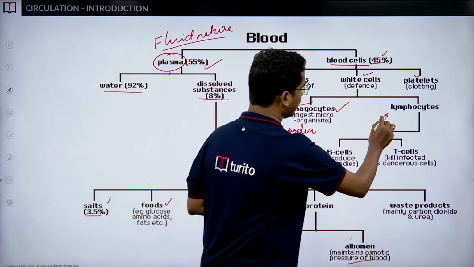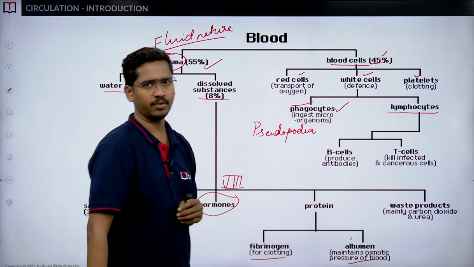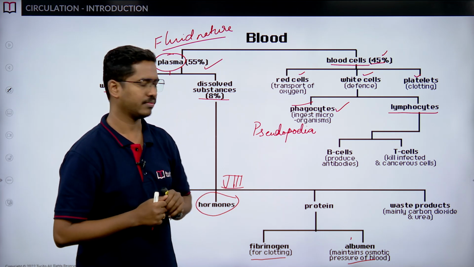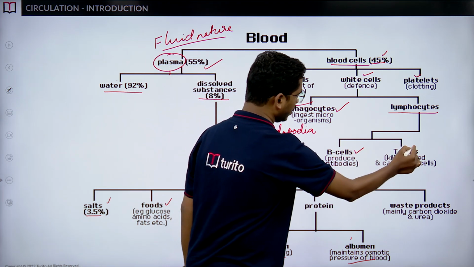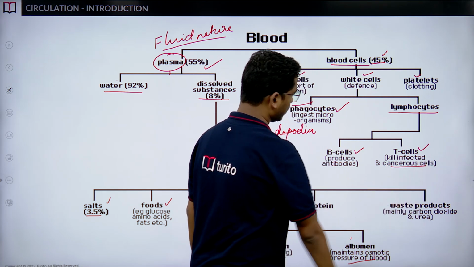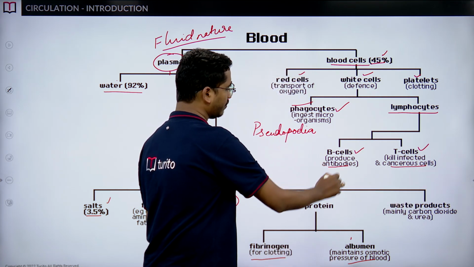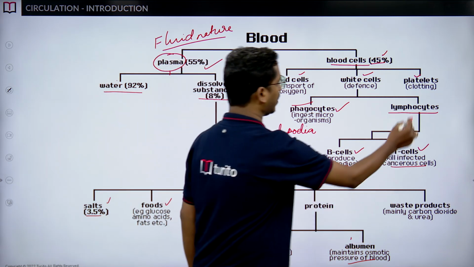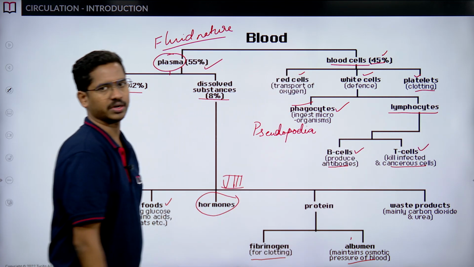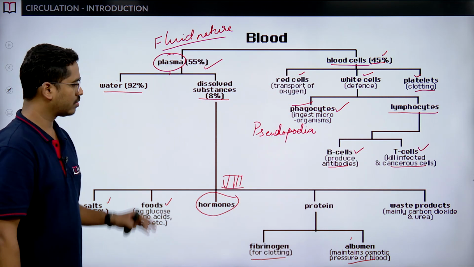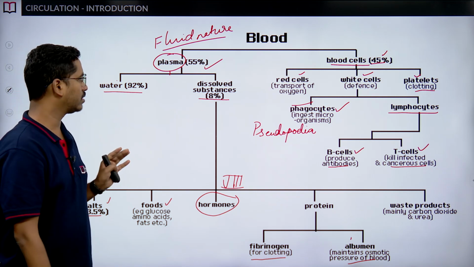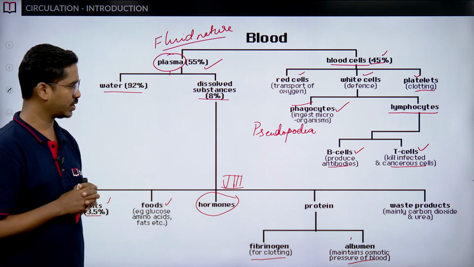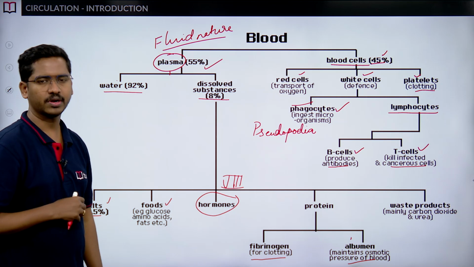Coming to the next one, lymphocytes are also types of WBCs, formed in the lymphatic system. They are of two types, B lymphocytes and T lymphocytes. T lymphocytes kill cancerous cells and infected cells, and B lymphocytes produce antibodies, right. And finally, we are left with platelets, which help in clotting, correct. This is how the composition of the blood is. Hope you understood that. Fine, let us move forward.